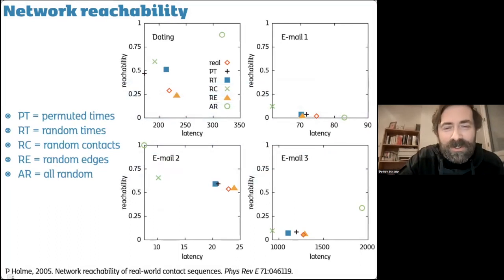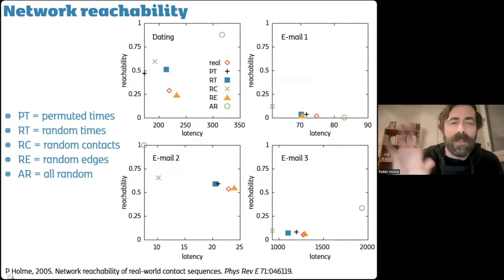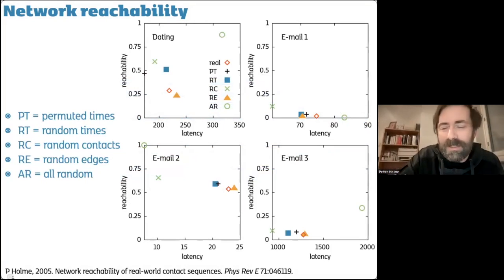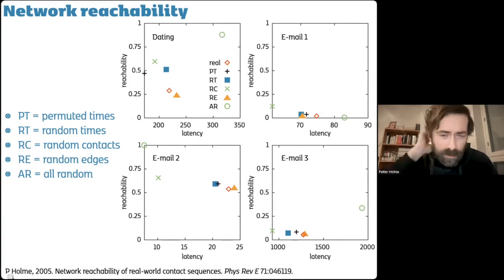Don't ask me how to read this. It gives you some idea of what kind of data sets we have. Nowadays, I think I have a collection of around 400 temporal network data sets. Many of them are versions of the same, so it's not really 400 independent ones. But anyway, we were studying this internet dating community and three email data sets. One of them is the Enron data that I'm sure you're familiar with.